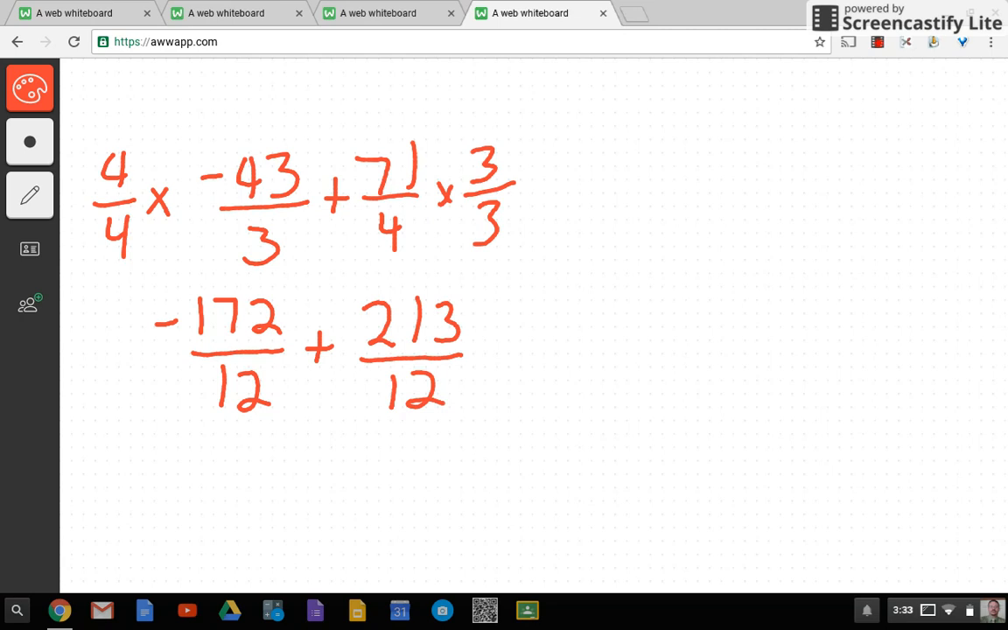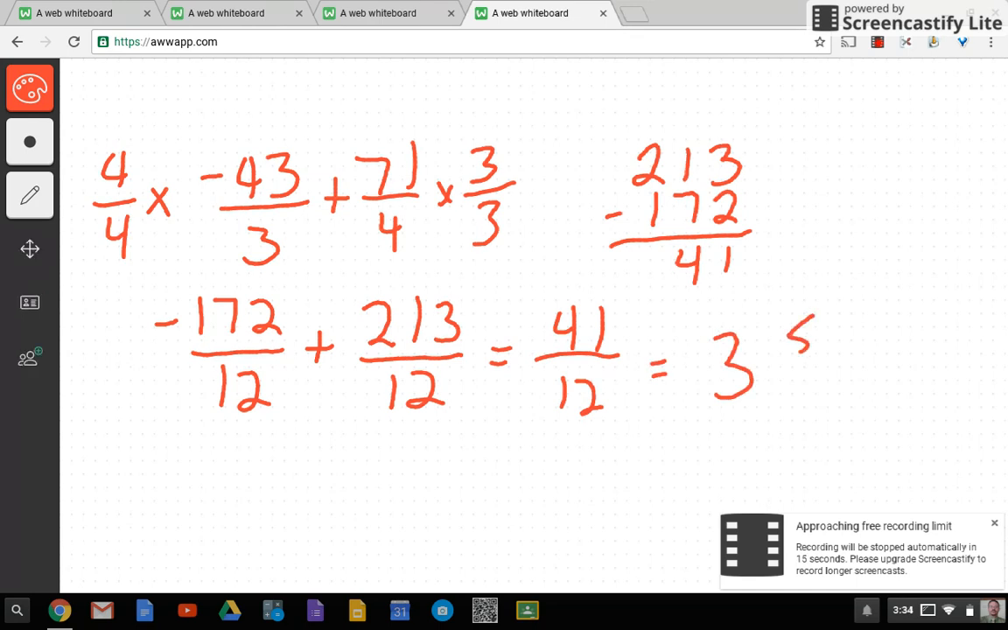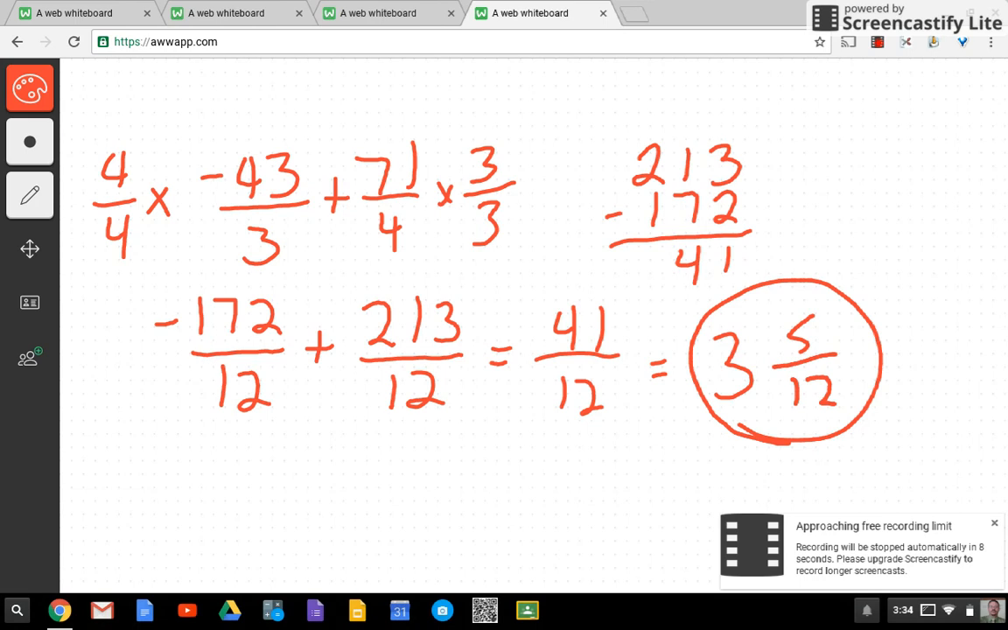So now what I'm actually doing is I'm subtracting, remember? So if I did 213 minus 172, I'm going to get 41/12, which means it is going to be 3 5/12. And remember, we're keeping a positive sign, so this is my answer. All right. Good luck doing your own.